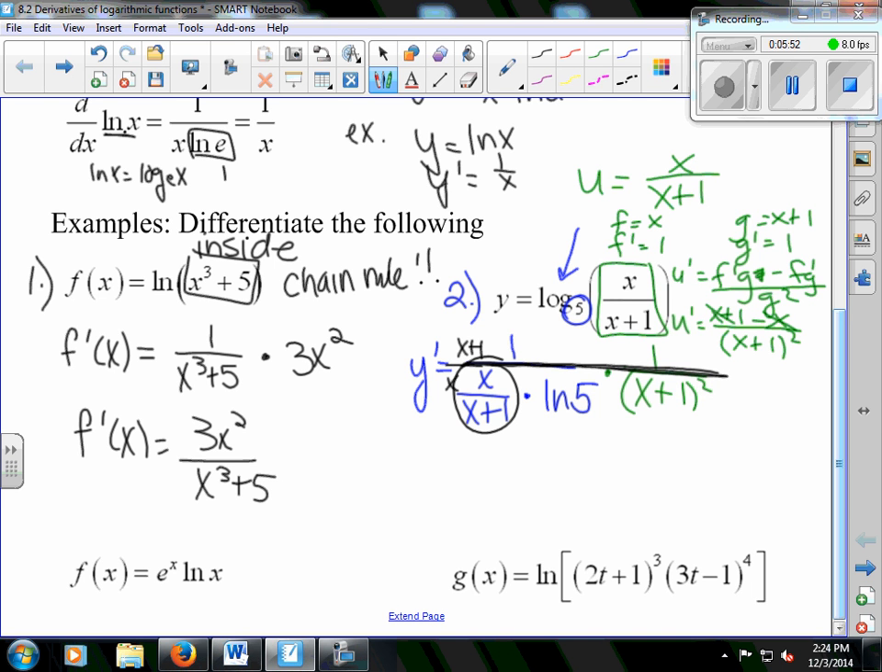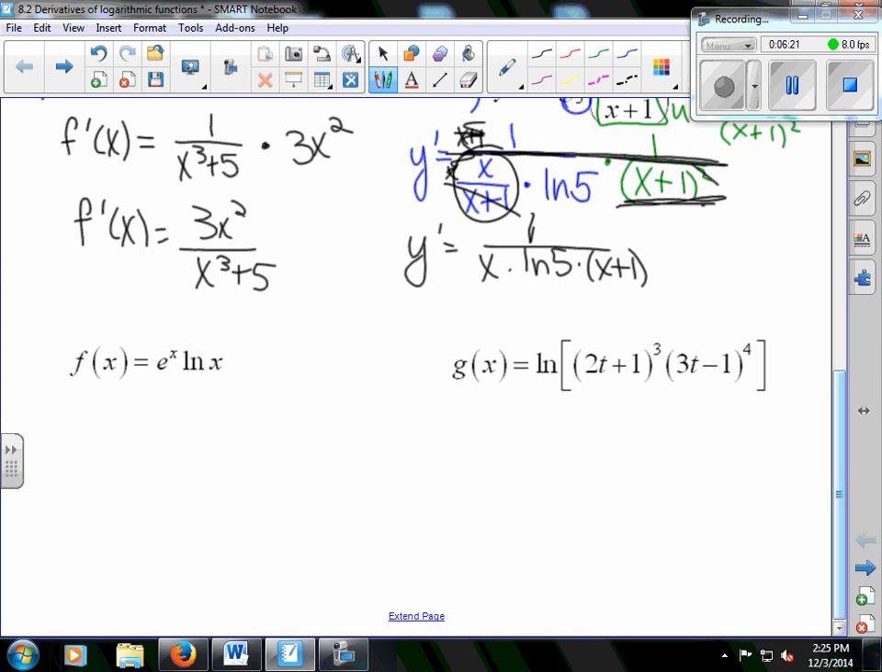At some point we need to cancel an x plus 1, because you have an x plus 1 in the denominator of the denominator and in the numerator of the denominator right over here. And so an x plus 1 needs to cancel. So let's cancel that here and not do this. So then I have that my derivative, I just have 1 in the numerator. I have x, ln of 5, and x plus 1 in the denominator. And that's a 1. All right, so that is the answer for number 2.